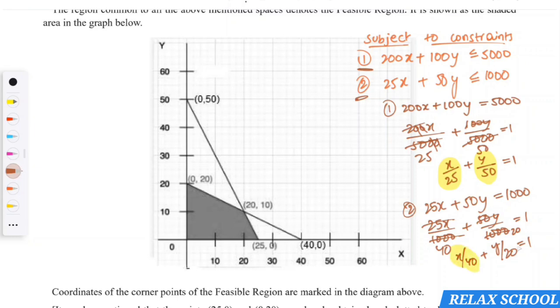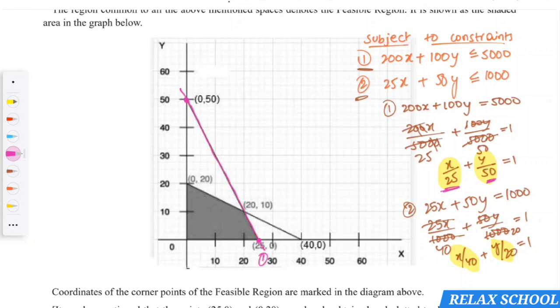So the x here is 40 and the y here is 20. So let us plot this in the graph. For the first equation, x is 25. So on the x-axis, we will go to 25. For y it is 50, we are going to go to the y-axis and plot 50 here. And now we are going to draw the line.